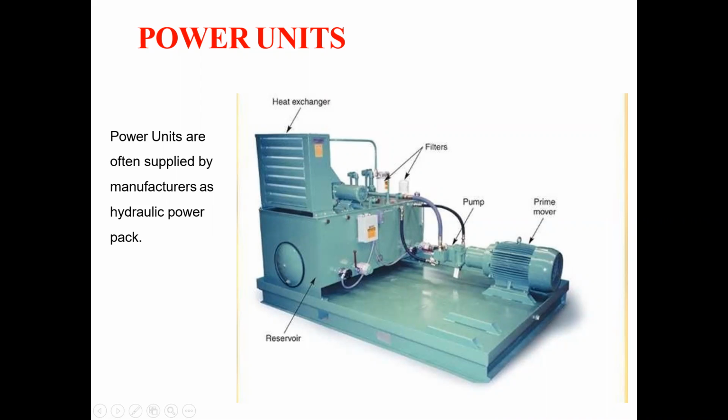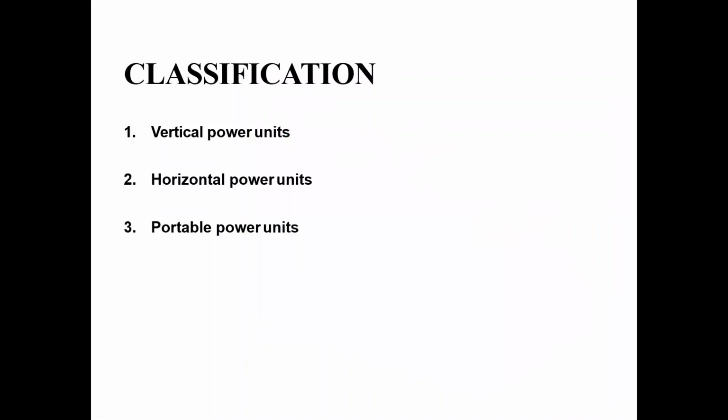This is the combined diagram for power units having heat exchanger, filter, pump, prime movers, then manifold, reservoir. All these are the components of power units. So we are going to see the classification of these power units. First one is vertical power unit. Second is horizontal power unit. Third one is portable power unit.